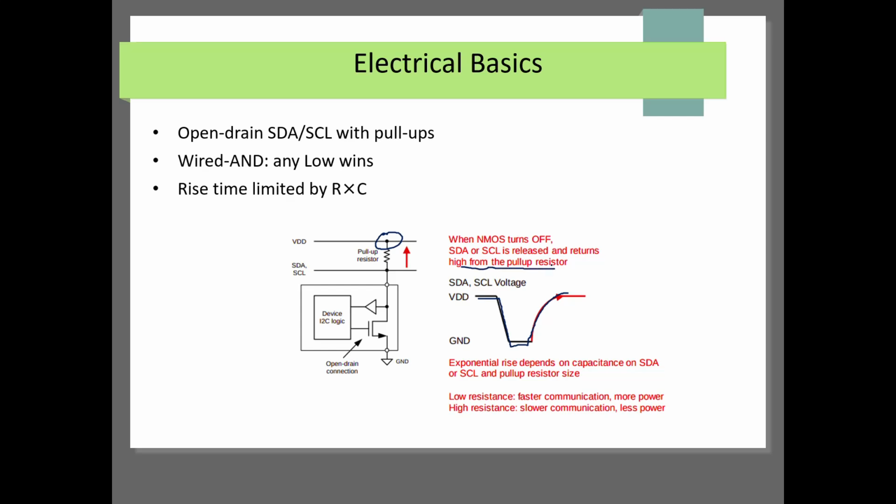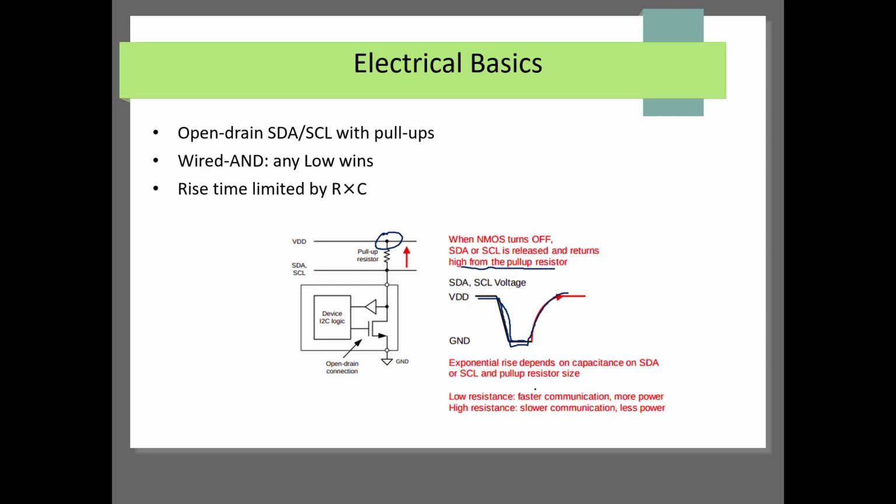Okay, so high from the pull-up resistance. That means initially it is high, and then it is pulled to low. Whenever this MOS transistor is in the off condition, there is no signal transmitting here. Then it is pulled from low to high by using the pull-up resistance.